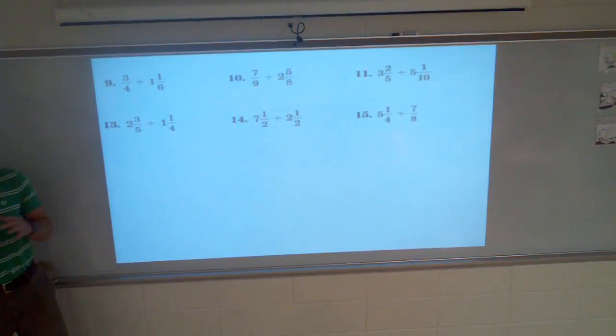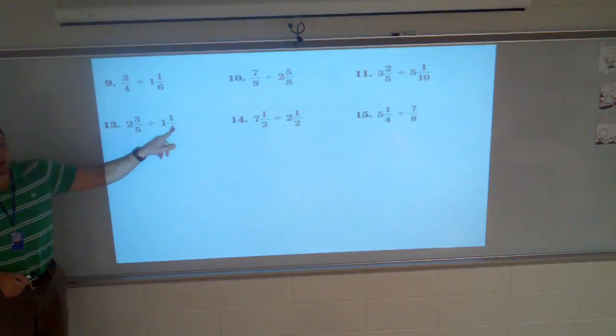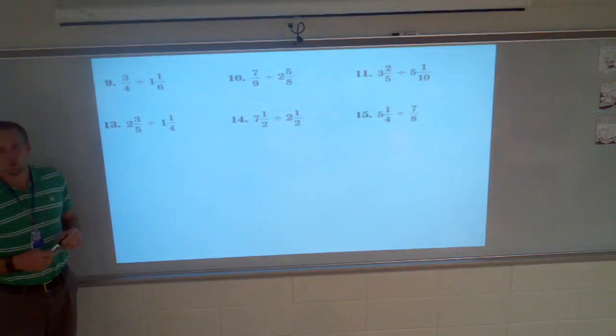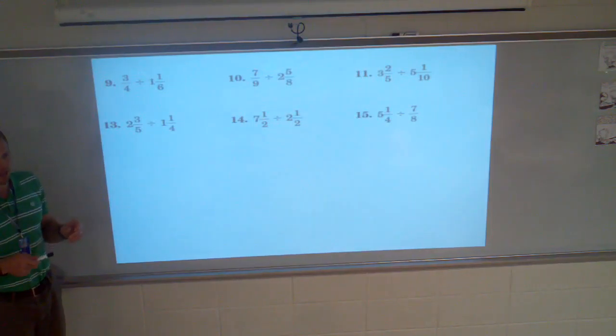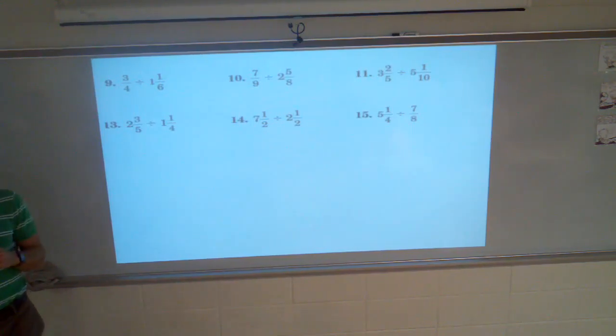Continuing from the lessons of the last couple days. If we are multiplying or dividing with mixed numbers, what is the first thing that I need to do? What's my very first step? Cody, what's my first step going to be? Turn them into improper fractions. Okay, now I'm not going to ask you to do this right now.